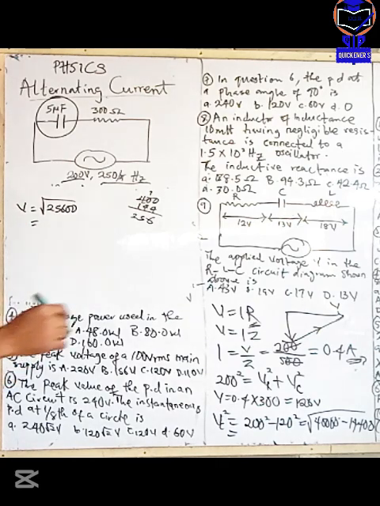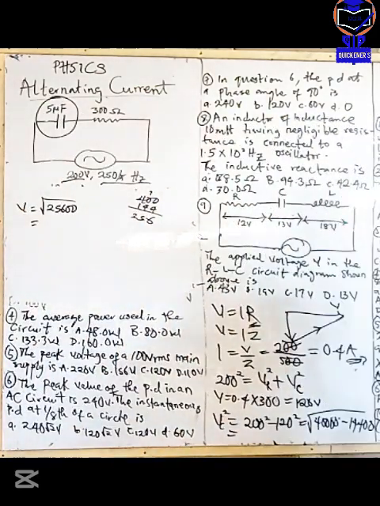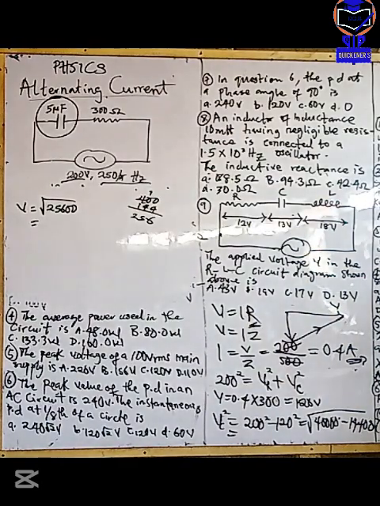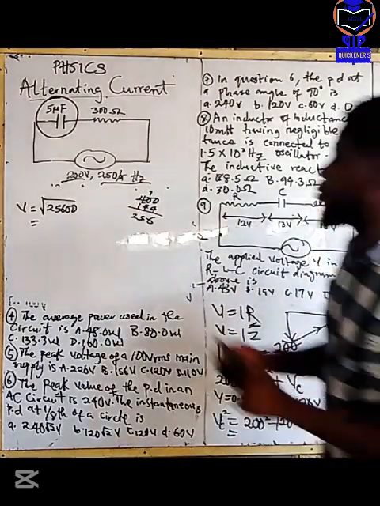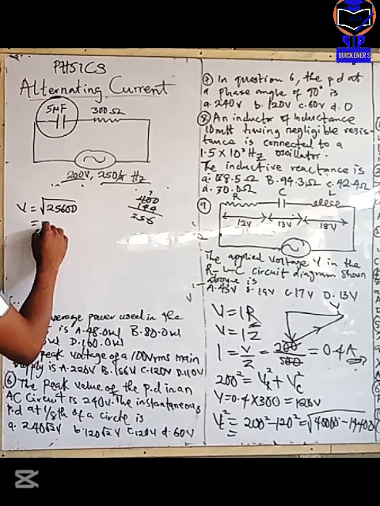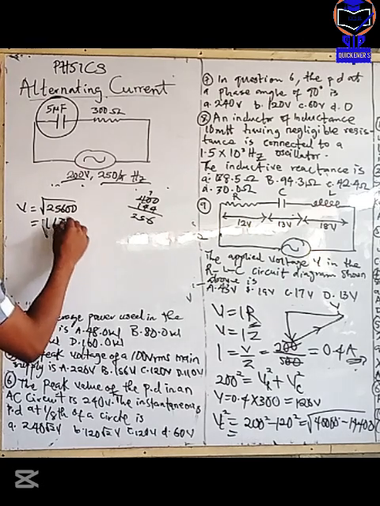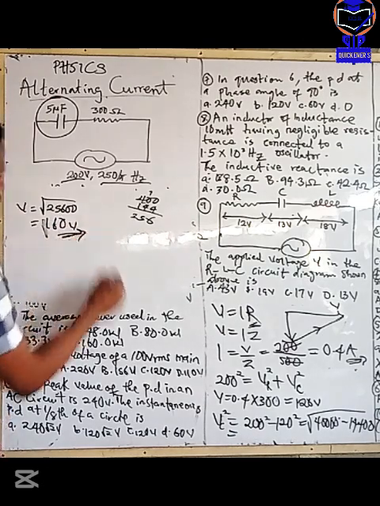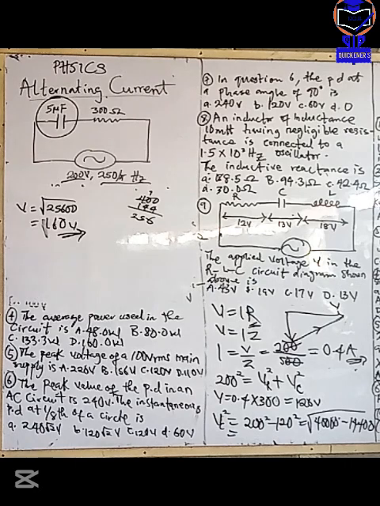Is it 14 or 16? Square root of 256. 16, right? So the square root of 256 is what? Square root of 256 is 16, so 160 volt. 160 volt. So what option is that?